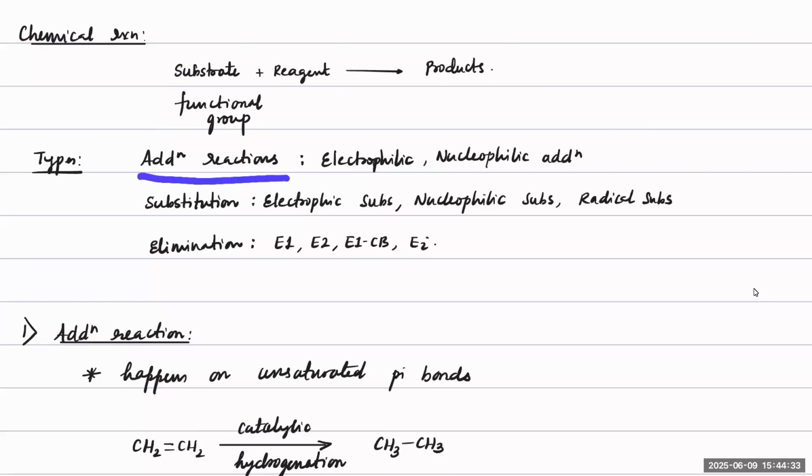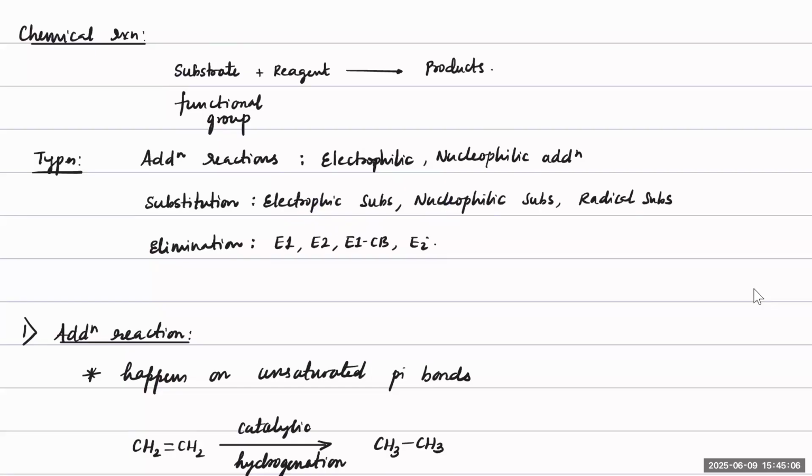And you would notice there are various types of reactions that usually happen around organic compounds. First one is addition reactions, where either an electrophile or a nucleophile is adding. Substitution reactions, either electrophilic, nucleophilic, or radical substitution is observed. Then we have elimination reactions of various kinds: E1, E2, E1CB, Ei. These are all the elimination kinds.